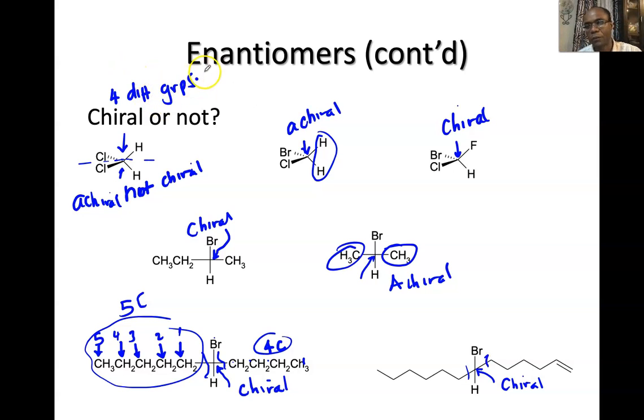So you have to have 4 different groups. You don't want an internal plane of symmetry. You don't want the plane of symmetry. At the same time, you want 4 different groups on at least 1 carbon.